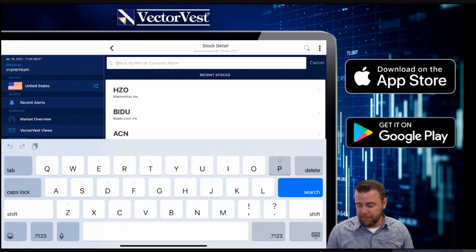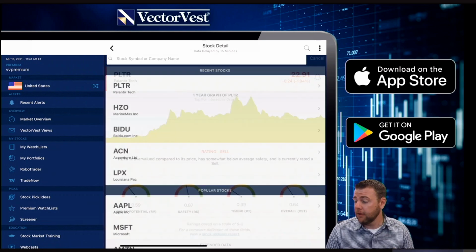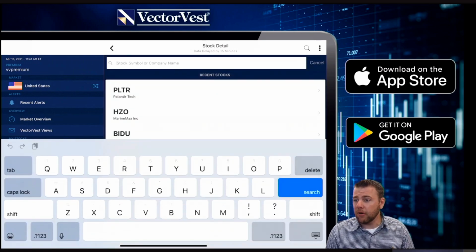Let's see, Palantir, PLTR. Poor long-term potential, does have some additional risk associated with it. It is in a steady decline right now. Therefore, the stock is not favorable. And we'll do a couple more here.